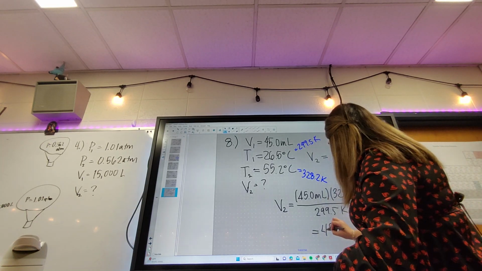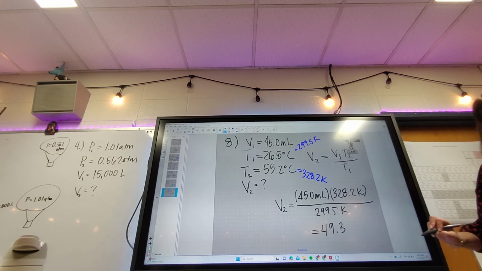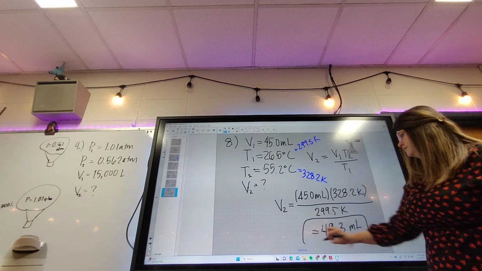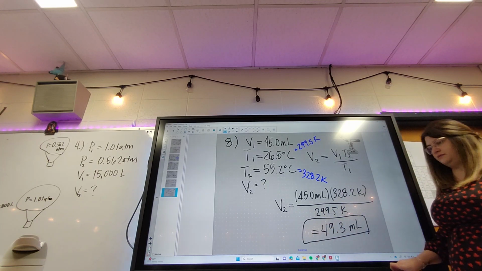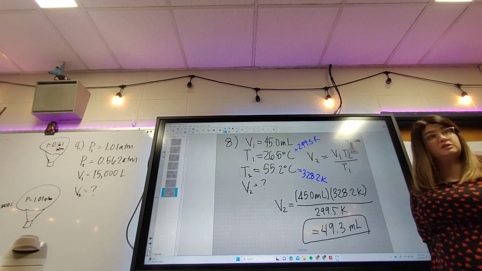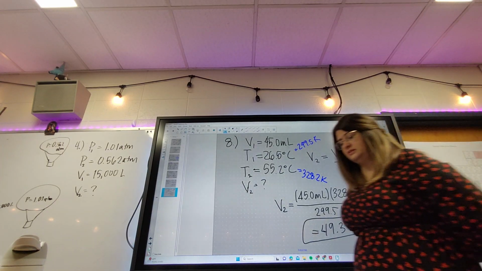So I get 49.3 from my calculator. Did everybody else get that as well? What's my unit? Milliliters. And I have 3 significant figures. So really, these problems aren't difficult. You just have to be able to discipline yourself about the reading of it.